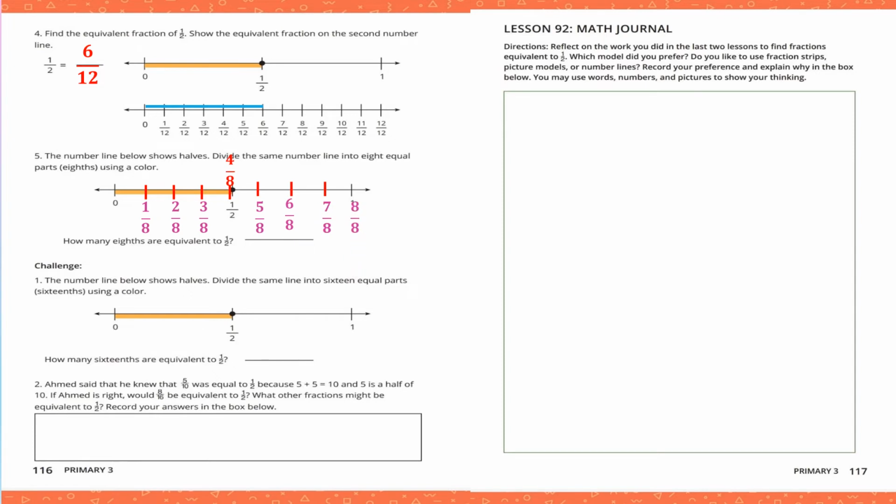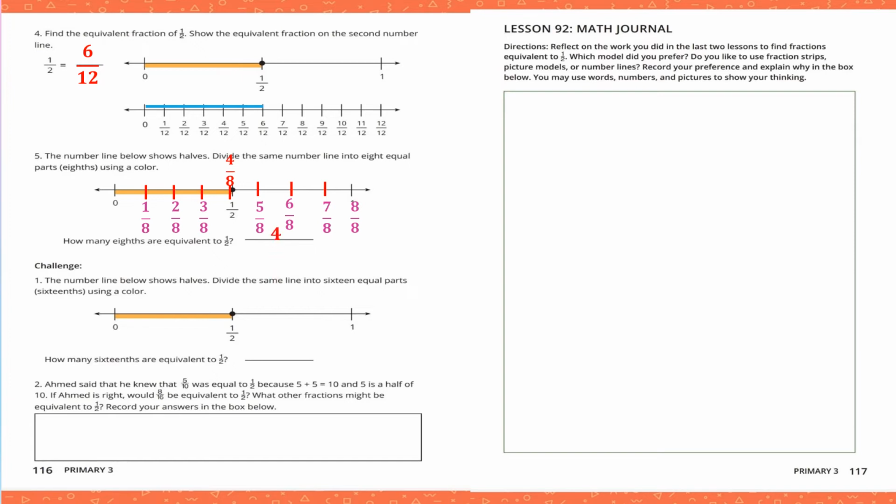So how many 8s are equivalent to 1/2? How many 8s? The equivalent fraction to 1/2 is 4 over 8. So how many 8s? Yes, 4.